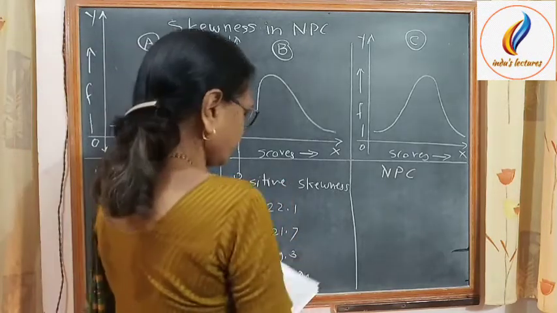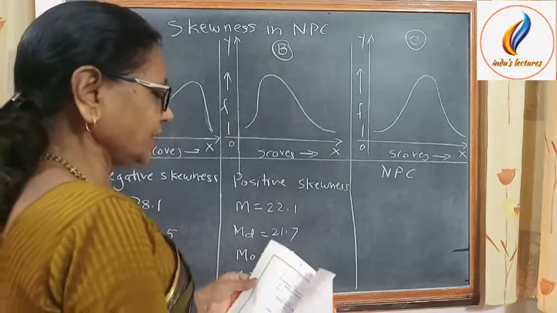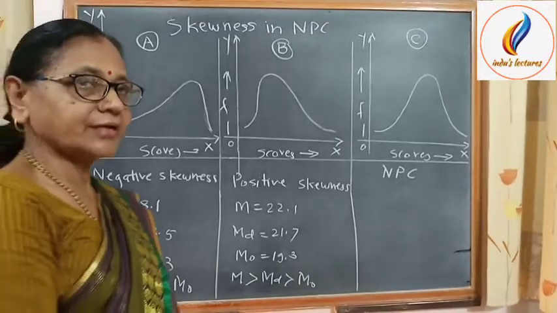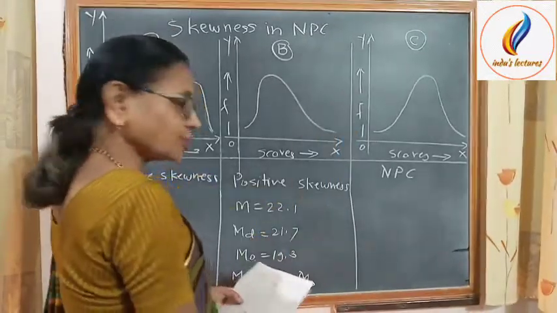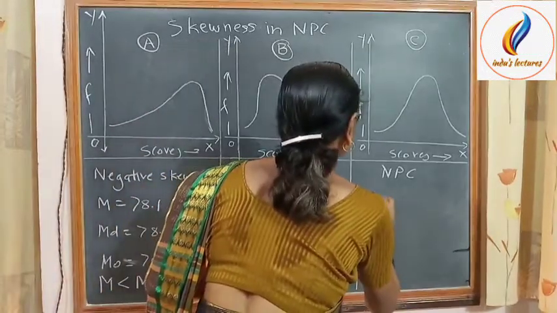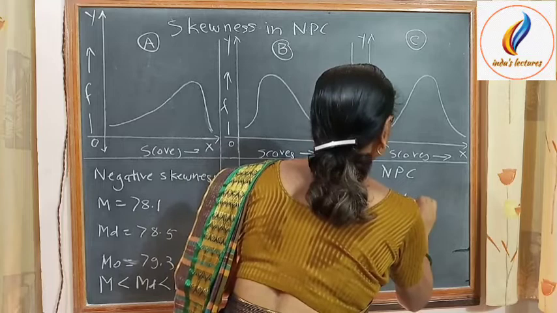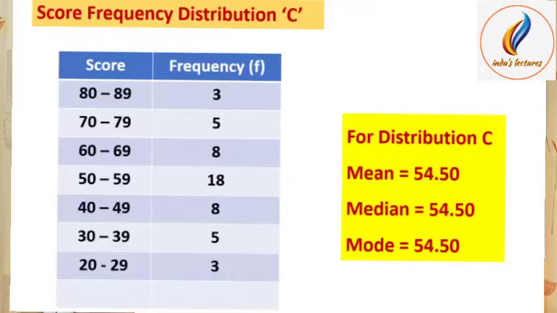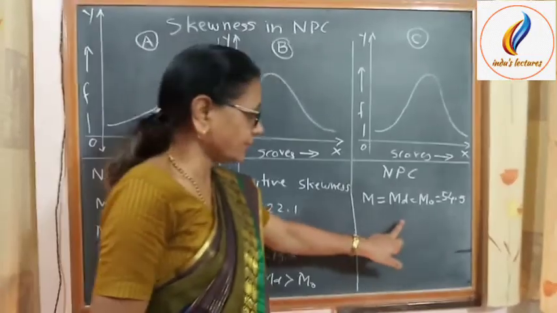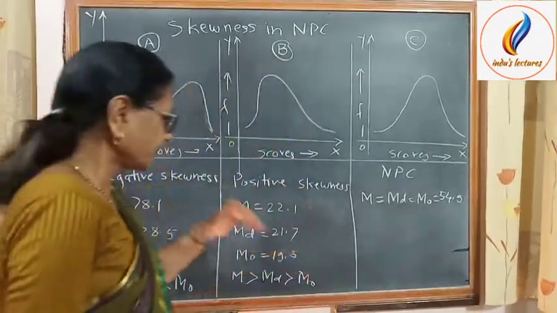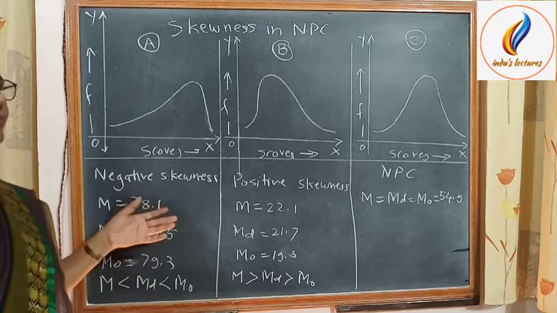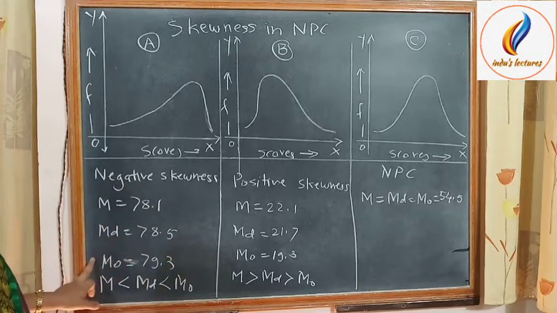And in case of normal probability curve, we know that mean is equal to median is equal to mode. In a normal curve, the values of mean, median, mode are same. And in case of distribution C, mean is equal to median is equal to mode, which is equal to 54.5. That means in case of normal probability curve, the measures of central tendencies are same. But when the curve is skewed in form, or in case of skewed curve, the measures of central tendencies are different.